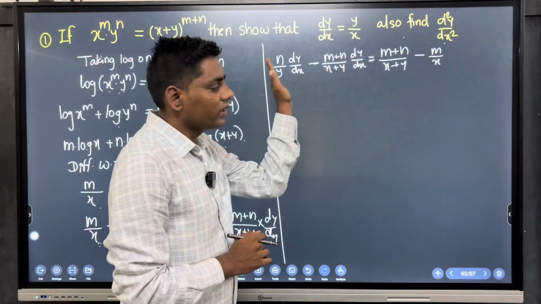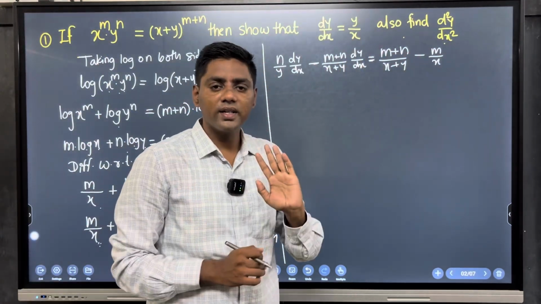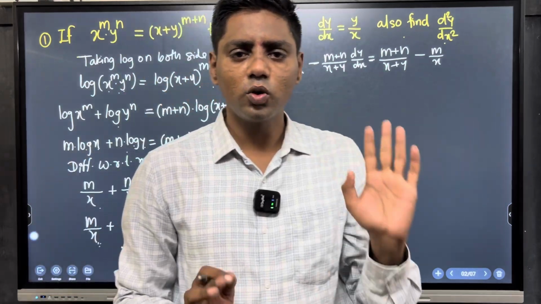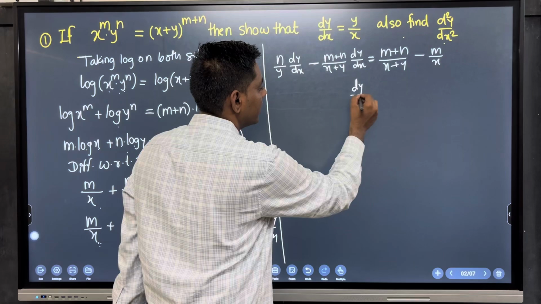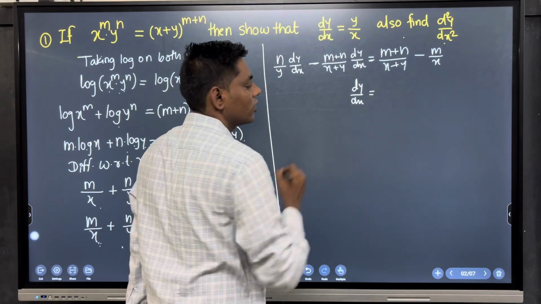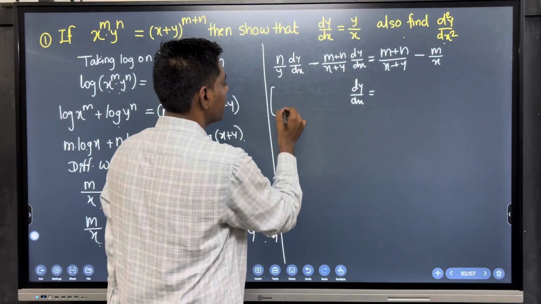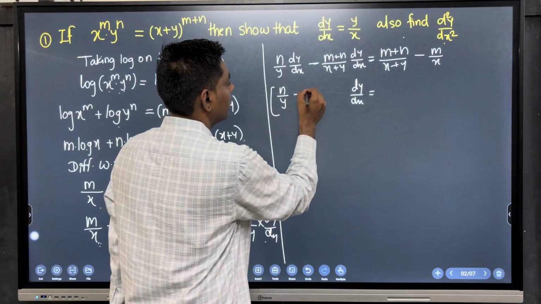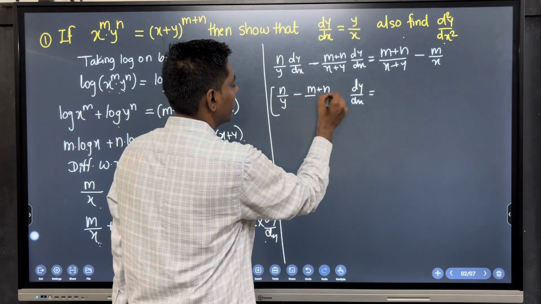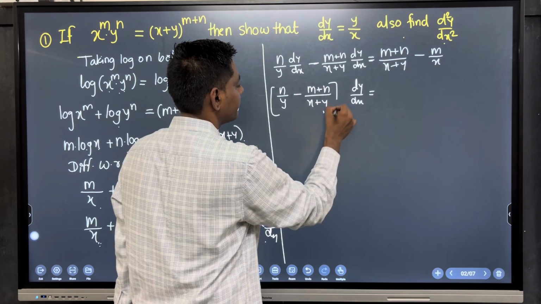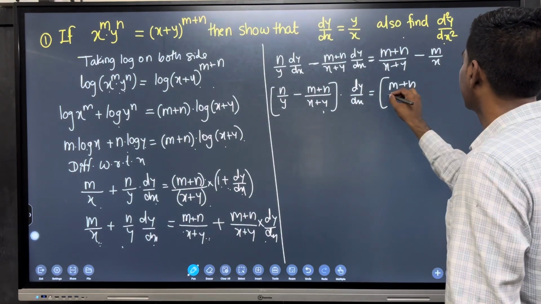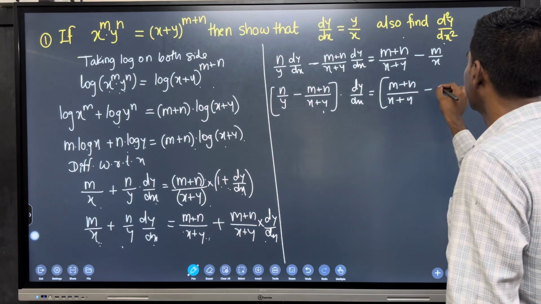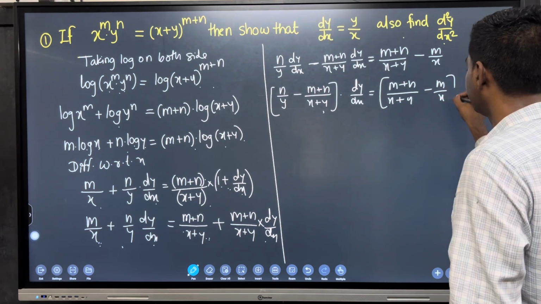All dy by dx on the left hand side and non dy by dx terms on the right hand side, and after that just make the cross multiplication. And before that we take the common dy by dx. So after taking dy by dx, what is present inside the bracket? Ny minus m plus n divided by x plus y into m plus n divided by x plus y minus m divided by x.